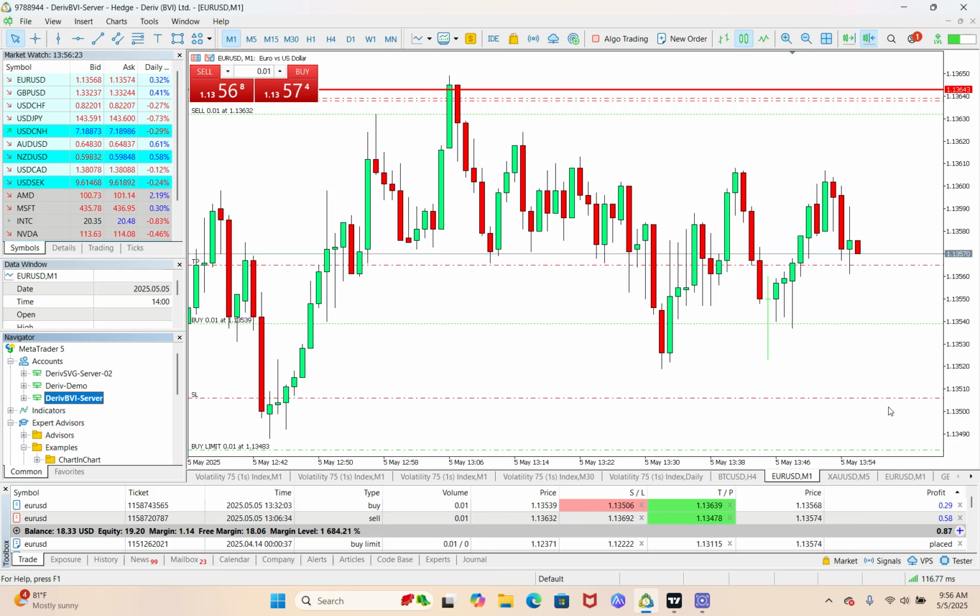Decision time. Will sellers continue to push down? Oh yes. Sellers continue pushing down. Big move by sellers. What will buyers do? Buyers responding positively. Buyers responding. Sellers again. From sellers to buyers and buyers to sellers.